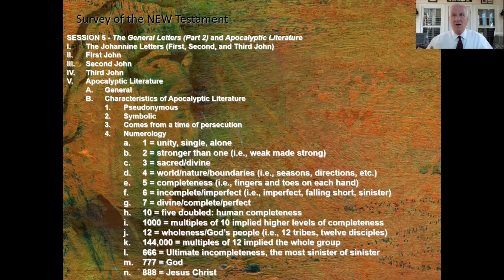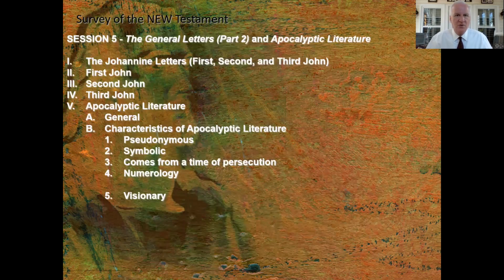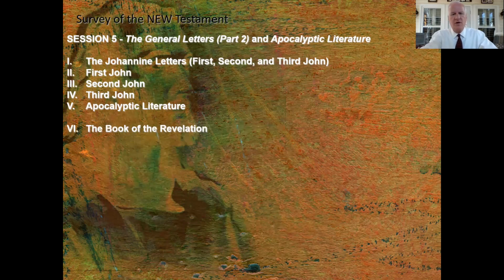There are all these numbers that symbolize greater realities. And you have to be aware of the numerology in order to make sense of the apocalyptic literature. Also, apocalyptic literature is very visionary, looking into the future. And in that sense, it is predictive and dramatic, as we will see as we move through the book of Revelation.